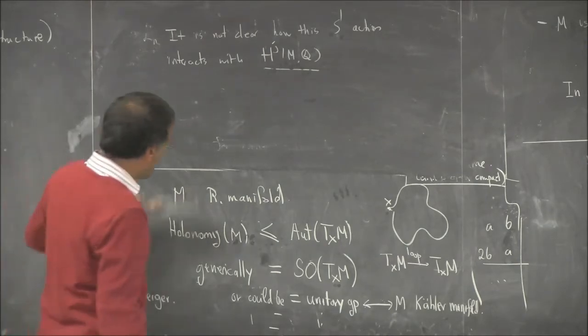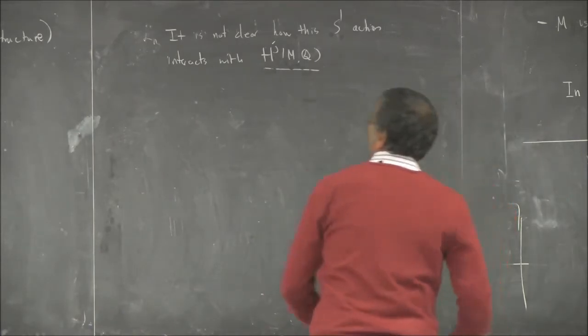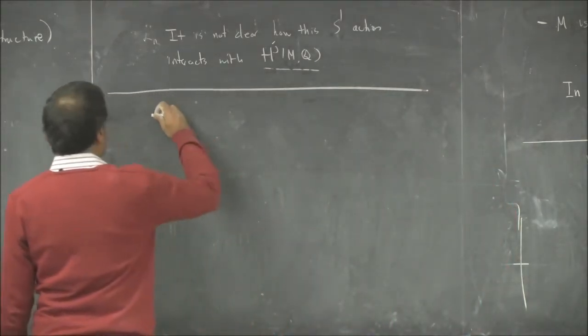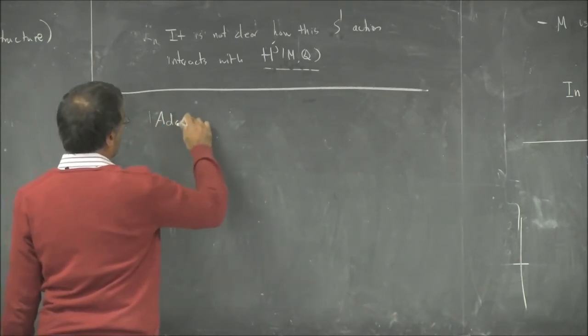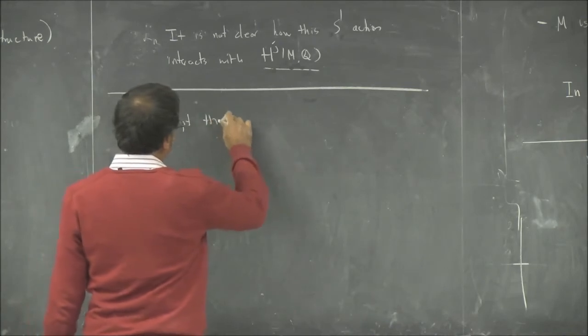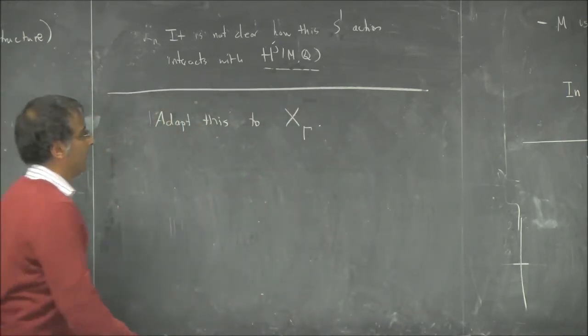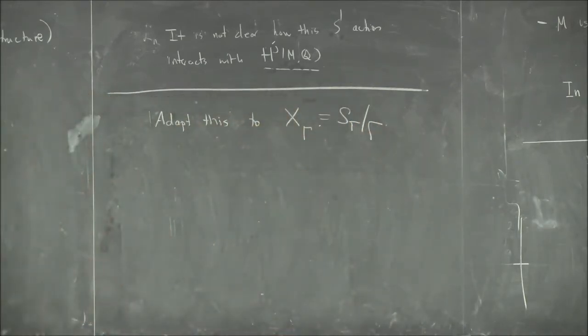Okay, so that's a very quick summary of what goes into Hodge theory. Now I want to adapt this story to these arithmetic locally symmetric spaces. Are there any questions before I start that?